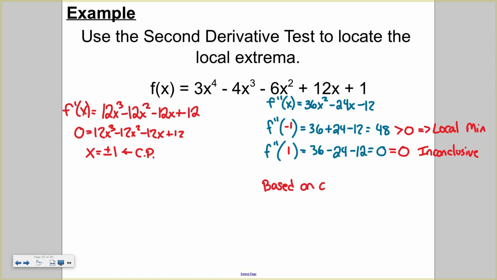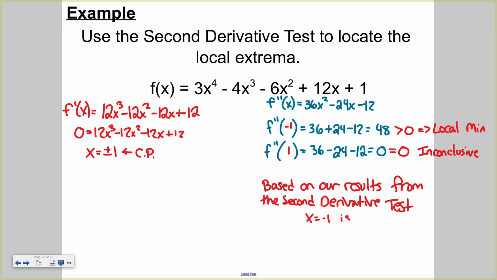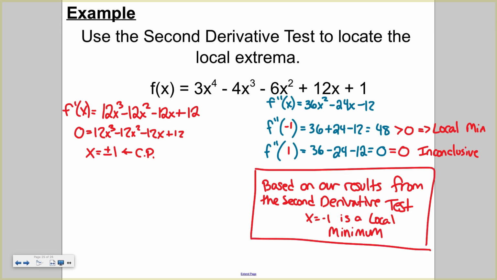So, based on our results from the second derivative test, we know that x equals negative 1 is a local minimum. And again, at x equals 1, the second derivative test is inconclusive, so we don't know anything from that.